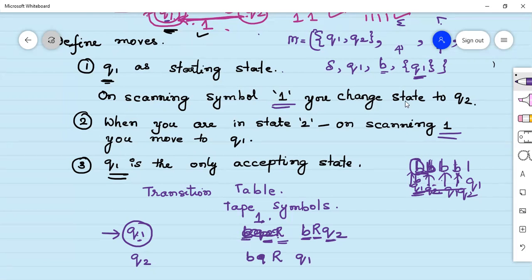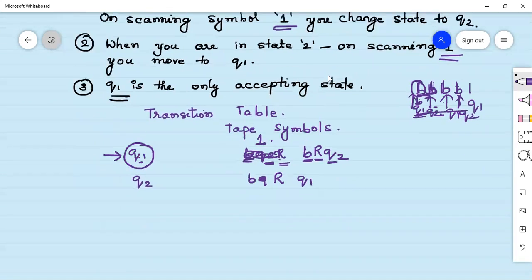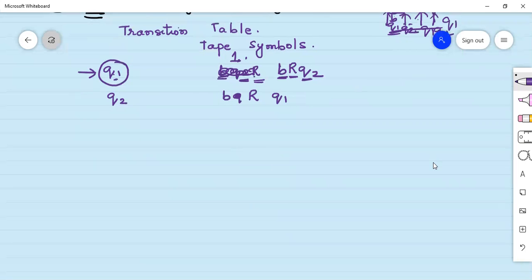Now, the tape symbols are blank and 1, and the input has only 1 as the symbol. Okay. So that has been completed. Now let us take a few strings and use this Turing machine that we have designed to see how it accepts or rejects something. Okay. How it accepts or rejects something.